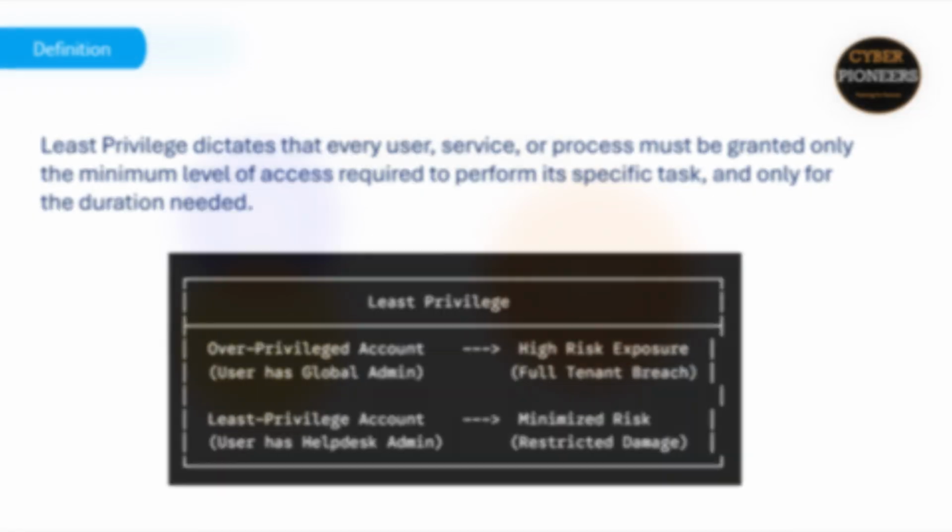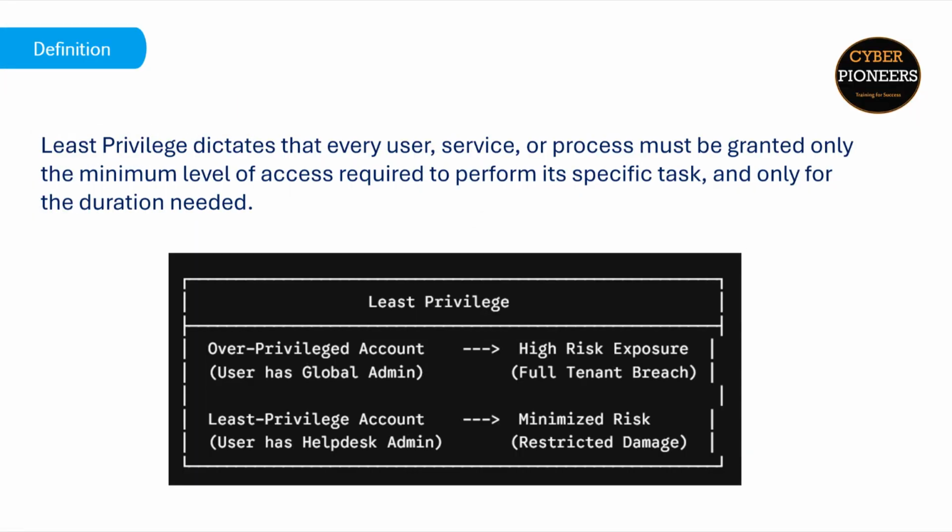To put this into a formal definition, least privilege dictates that every user, service, or process must be granted only the minimum level of access required to perform its specific task, and only for the duration needed. Why is this so important? Look at the contrast shown here.